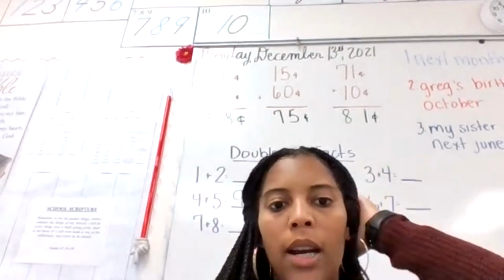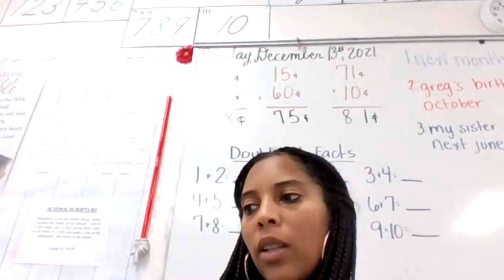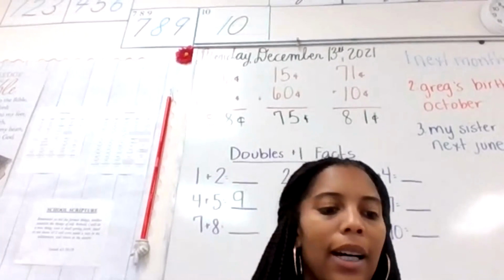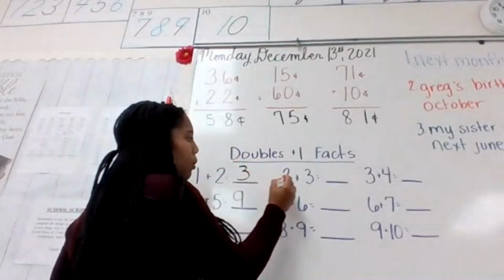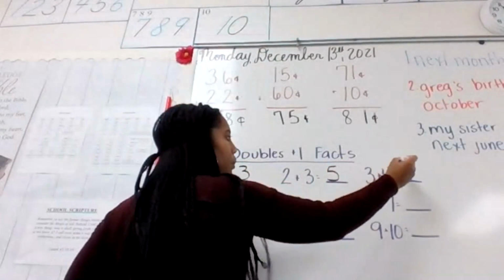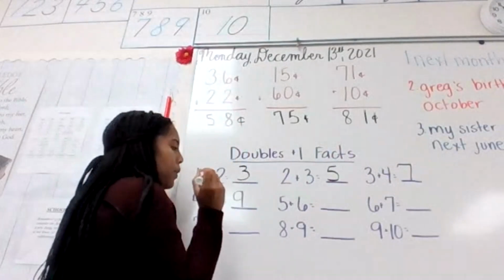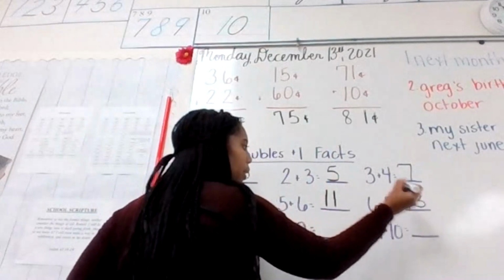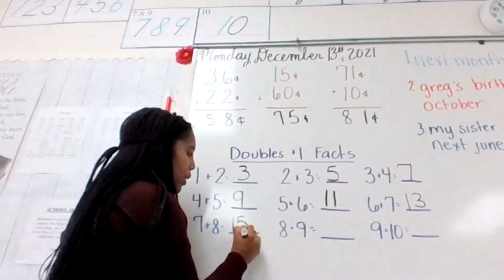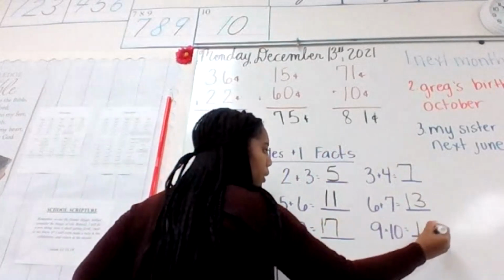Okay. All right. So those are the doubles plus 1 facts for the 4 plus 5. Let's look at them here. So we have 1 plus 2, 3. 2 plus 3 is 5. 3 plus 4 is 7. 4 plus 5, 9. 5 plus 6, 11. 6 plus 7, 13. 7 plus 8, 15. 8 plus 9, 17. 9 plus 10.